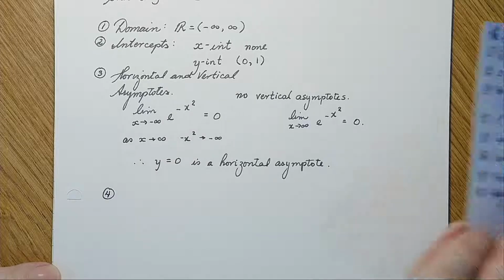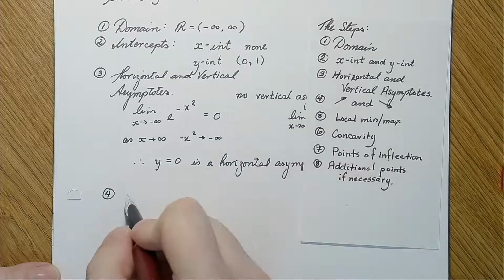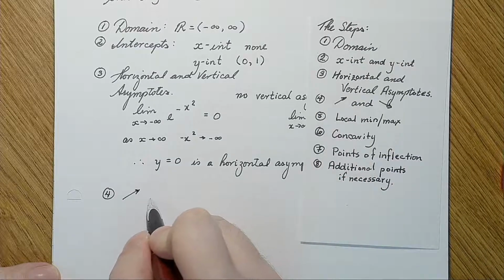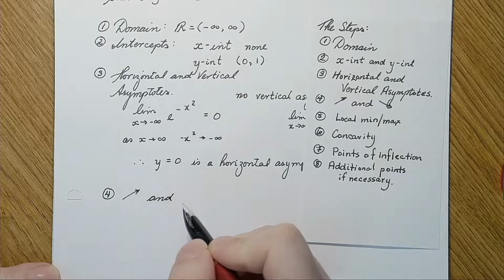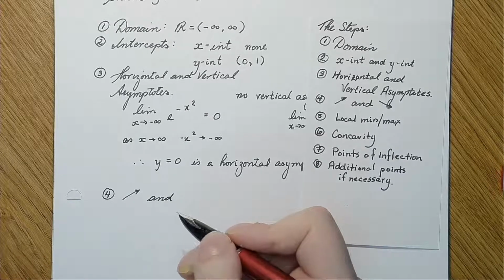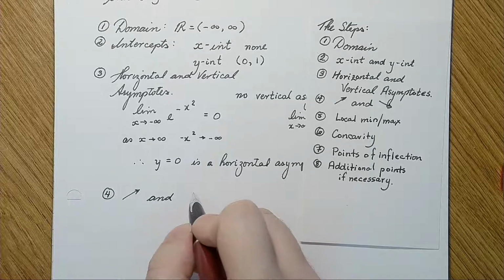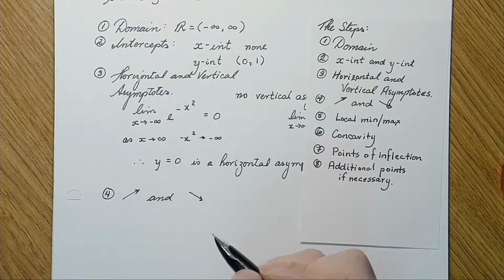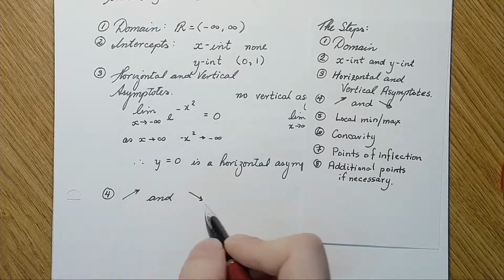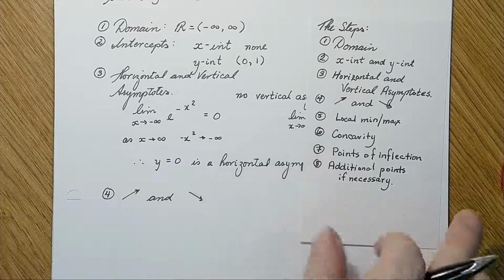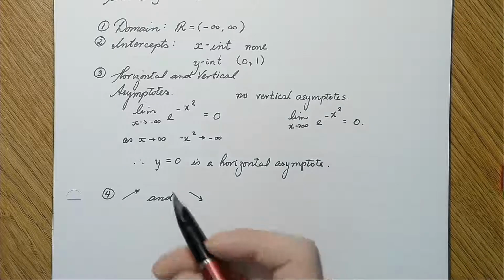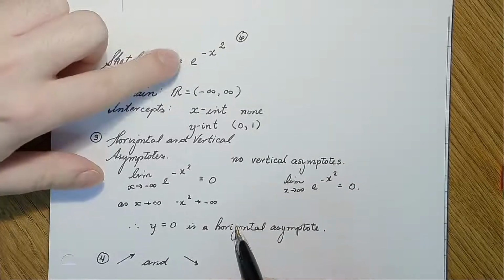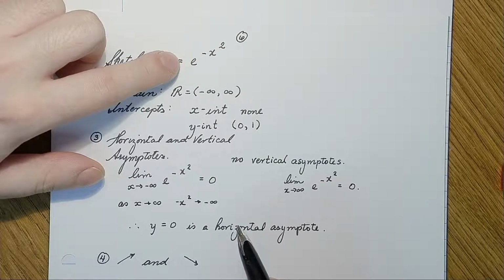Okay, so we did the horizontal asymptote. And now increase and decrease. In this case, I need to look at the increase and decrease, which means that I'm looking for the first derivative. So to do that, I need to take the derivative of the function, e to the minus x squared.